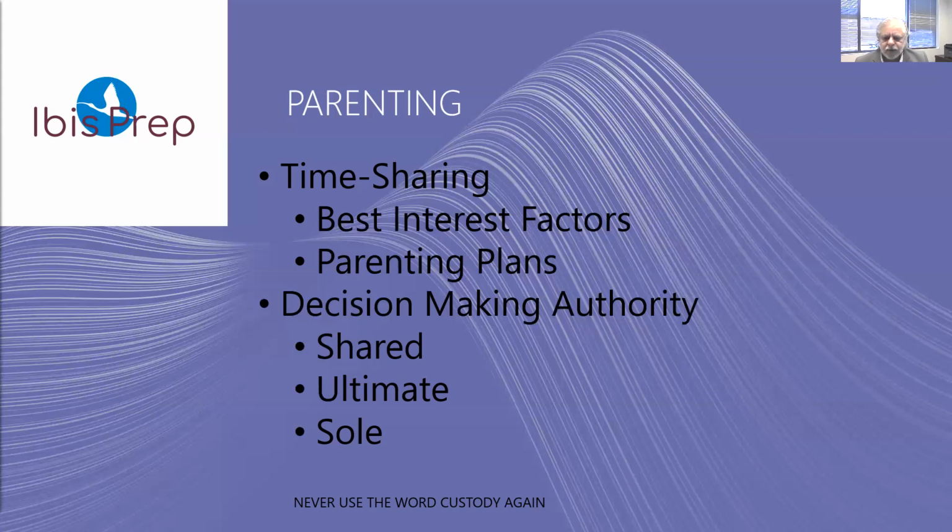The second component of parenting is what we call decision-making authority. In a lot of states, this is what they call legal custody. We call it parental decision-making authority, and there's 3 types. There's shared parental responsibility. Shared parental responsibility specifically is where the parents have to make major decisions regarding the minor child together, and if they cannot reach that agreement, then the court makes that decision for them.